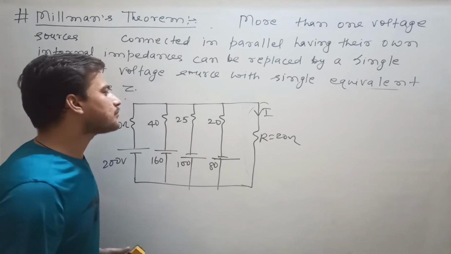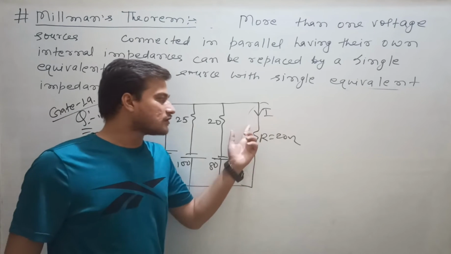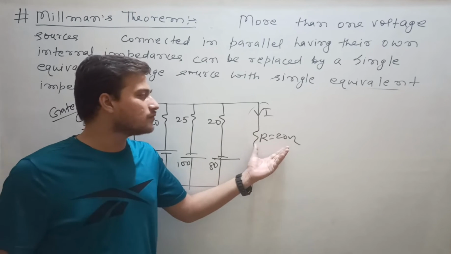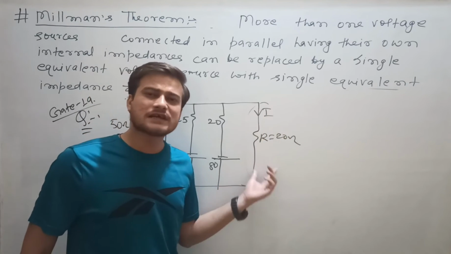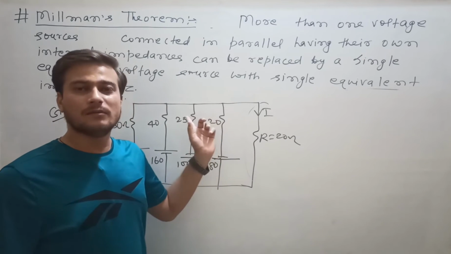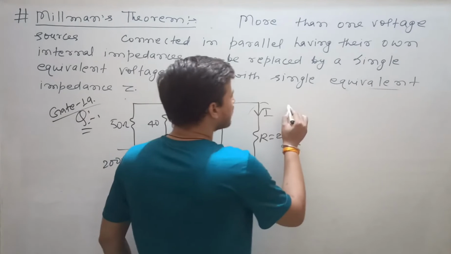To use Millman's theorem, what will you have to do? The first step is, here the load is connected and you have to find the current across this load. So you will have to remove this load. We will open circuit the load, and then we will find Thevenin's voltage by using Millman's theorem. So when you find Thevenin's voltage, how much will it be?